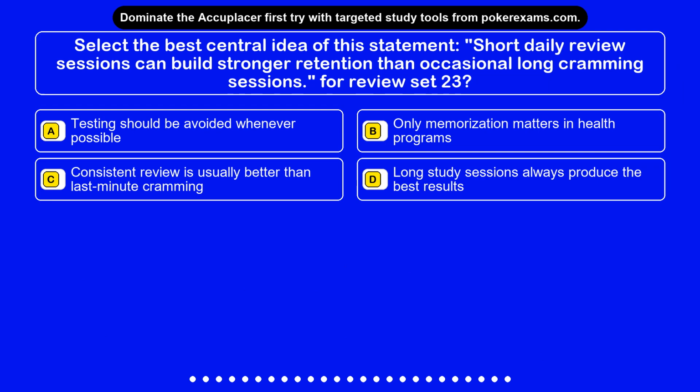Question 13. Select the best central idea of this statement. Short daily review sessions can build stronger retention than occasional long cramming sessions. For review set 23. Option A. Testing should be avoided whenever possible. Option B. Only memorization matters in health programs. Option C. Consistent review is usually better than last-minute cramming. Option D. Long study sessions always produce the best results.